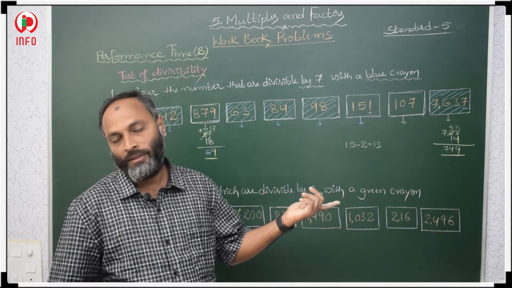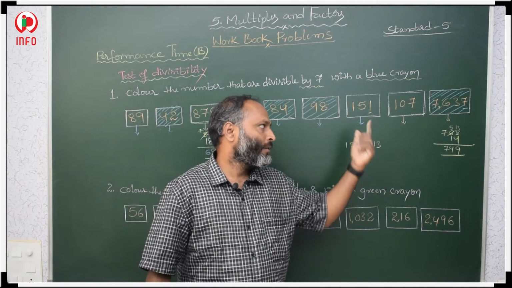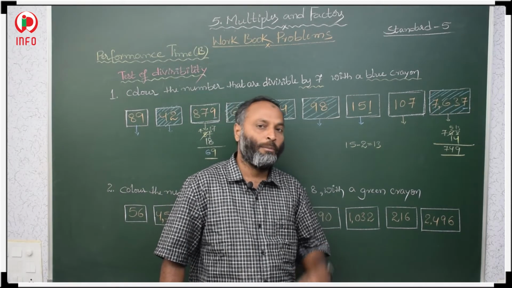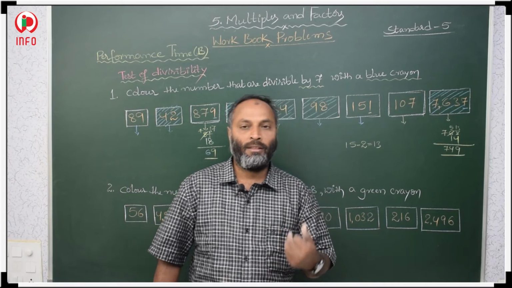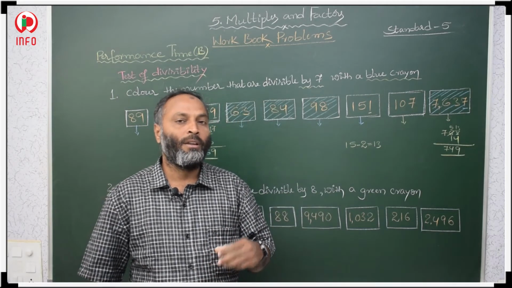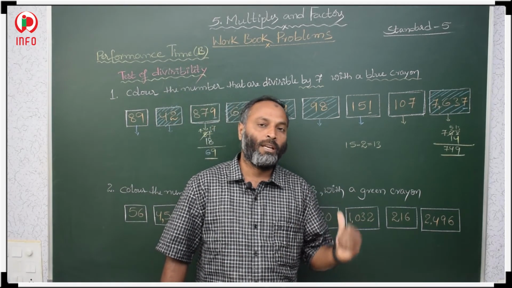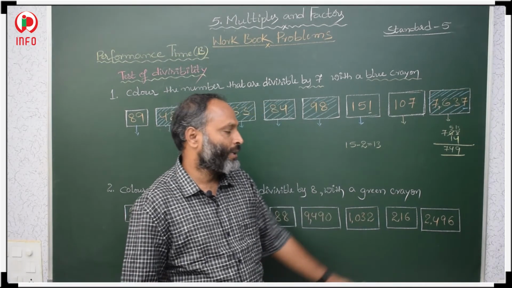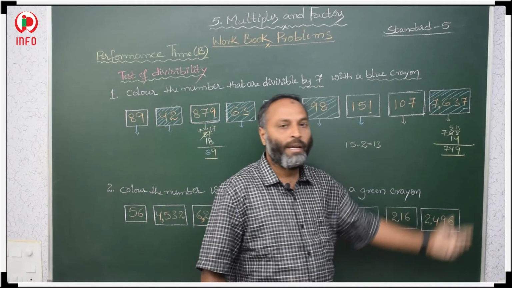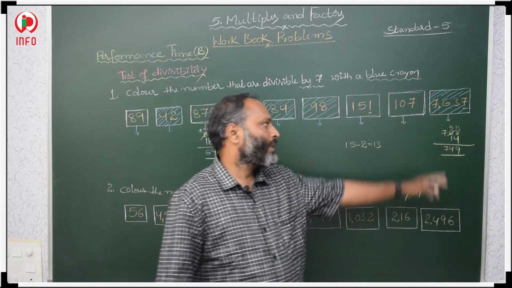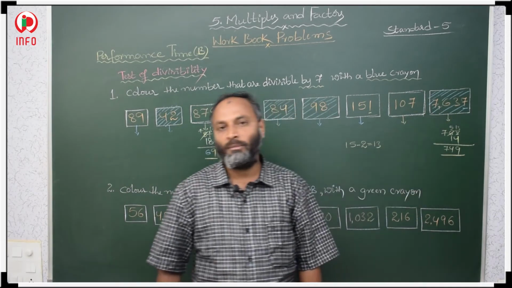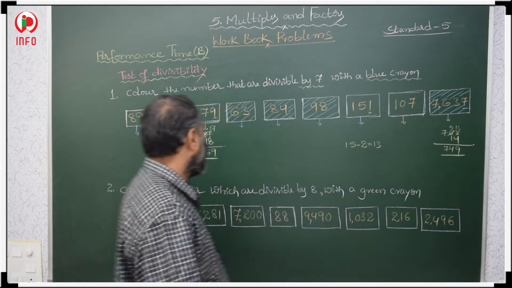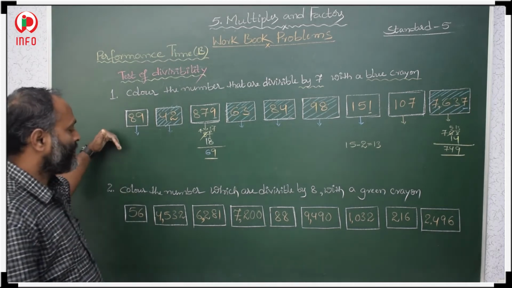Then the 4-digit numbers are also the same. You go for the last digit, the ones place value. You double it. Then whatever number you got, you subtract from the remaining digits. If the difference is divisible by 7, then this number is also divisible by 7. Okay, next, this first question is over.